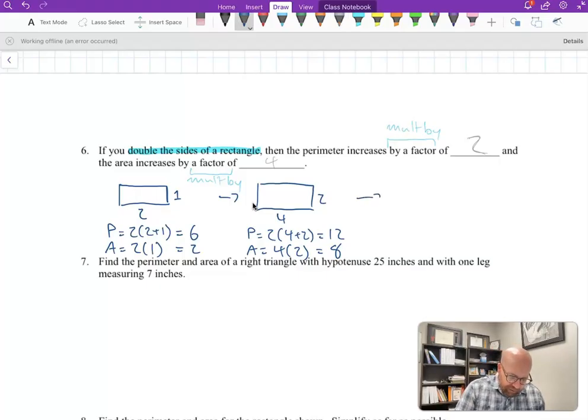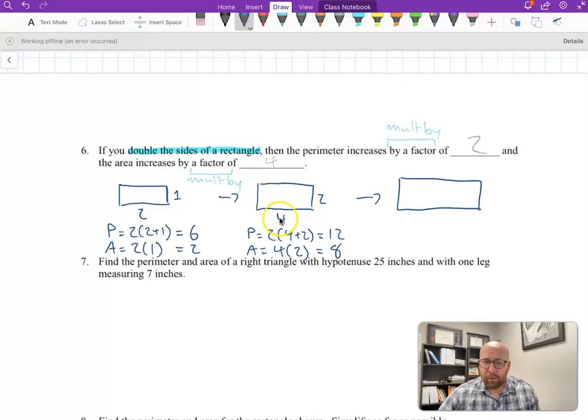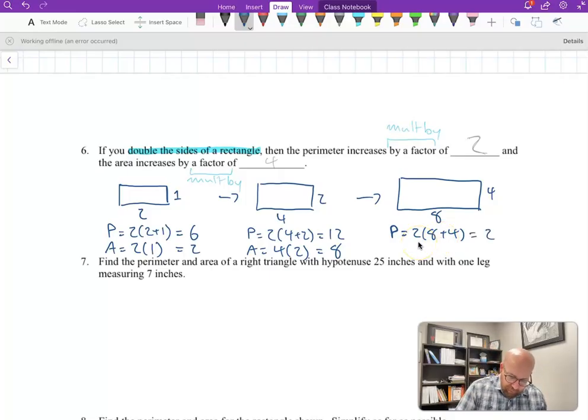Well, let's go to the next rectangle. Let's double the length and the width. 4 times 2 is going to be 8. 2 times 2 is going to be 4. Let's talk about perimeter. Perimeter is going to be equal to 2 times 8 plus 4. 8 plus 4 is 12. 12 times 2 is 24. And my area is going to be 8 times 4. And 8 times 4 is 32.